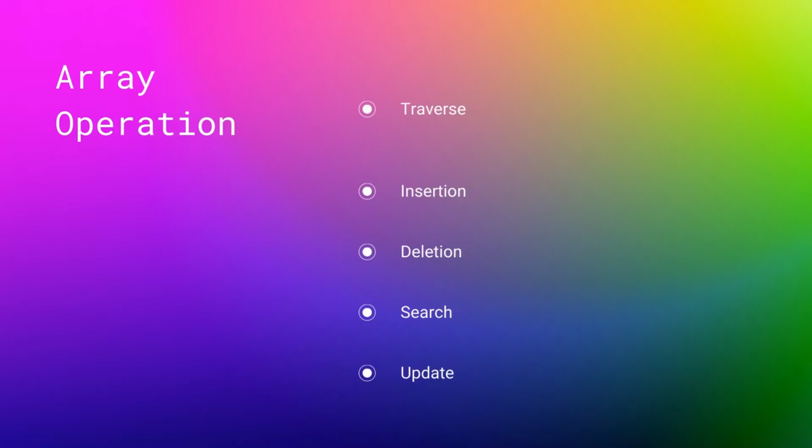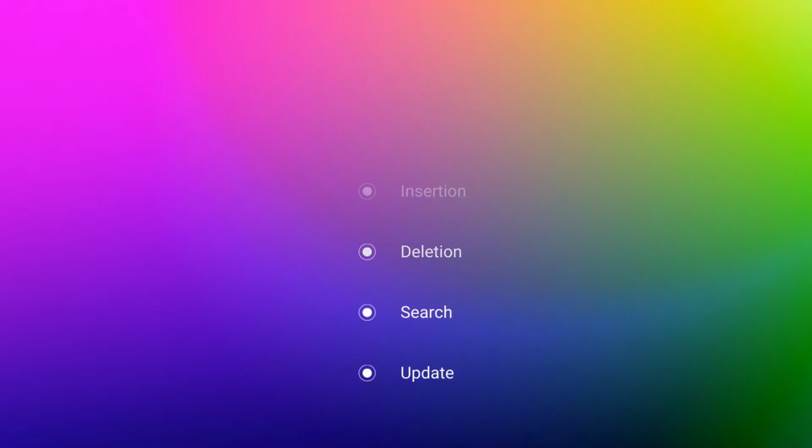Array operation. Now that we know the basic idea behind an array, let us now look at the various operations that can be performed on arrays. Traverse. Print all the elements in the array one by one. Insertion. Adds an element at the given index. Deletion. Deletes an element at the given index. Search. Searches an element in the array using the given index or the value. Update. Updates an element at the given index.